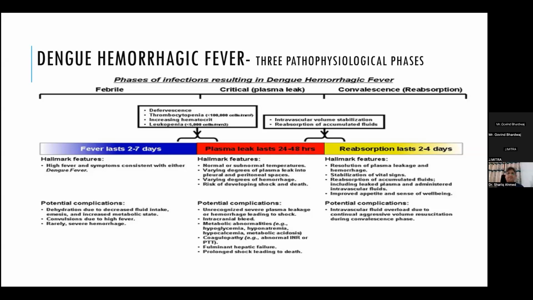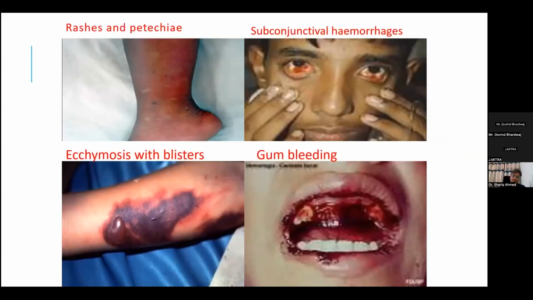So the whole dengue hemorrhagic fever, if it is managed properly, goes through these three stages: the febrile stage, then the critical plasma leak stage, and then the convalescence or reabsorption stage. This is the sum of the signs and symptoms of dengue hemorrhagic fever, like rashes, intravitreal hemorrhages, ecchymosis, and gum bleeding.